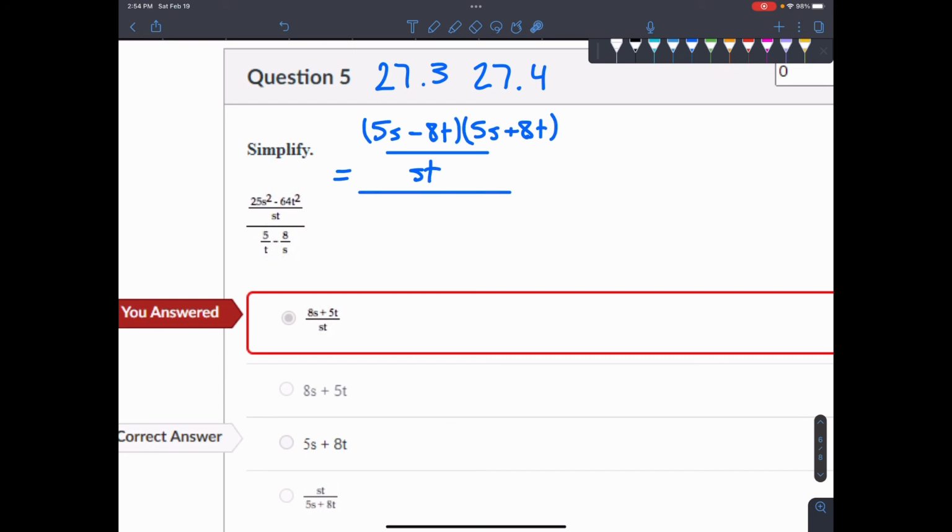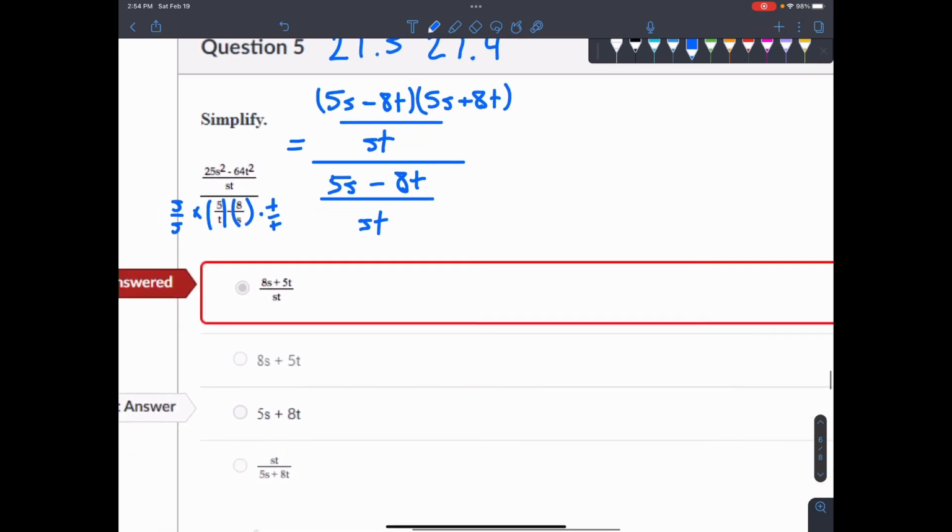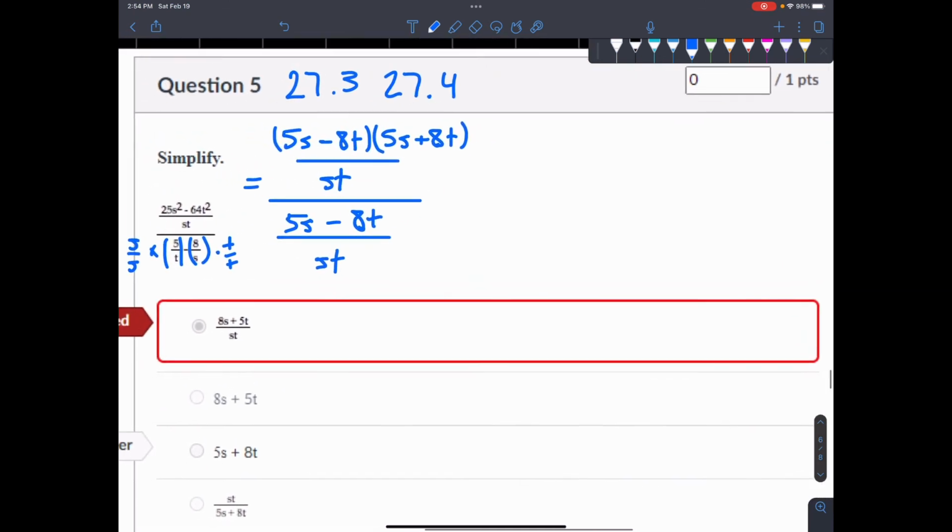Looks like here, for the 5 over t minus the 8 over s, we need a common denominator. So let's multiply this by s over s and multiply this by t over t. So then what we're going to get is 5s minus 8t over st. Perfect.